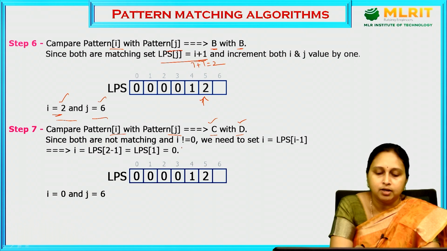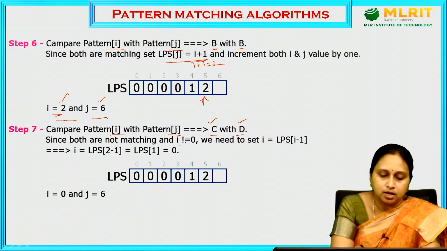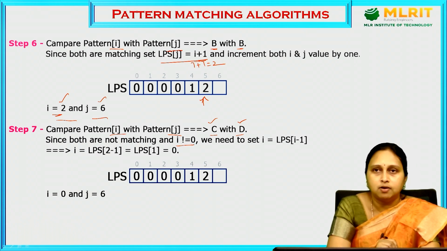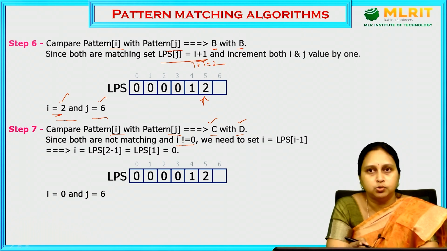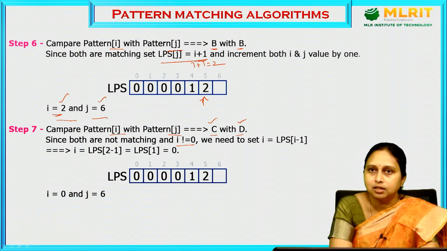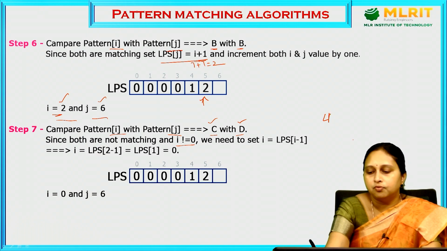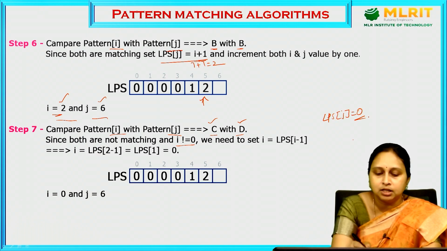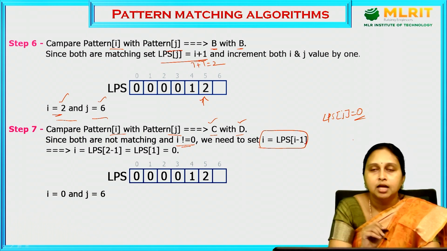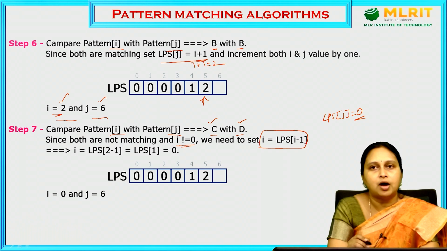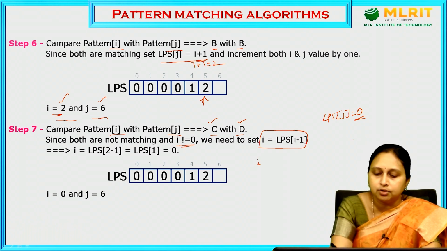Now here we come to one more case. Here i is not equal to 0. In the previous case i equaled 0, so we directly set LPS of j equal to 0. But here i is not equal to 0, so we use another case: i equals LPS of i minus 1. What is it going to return? i equals LPS of the previous value 2 minus 1.